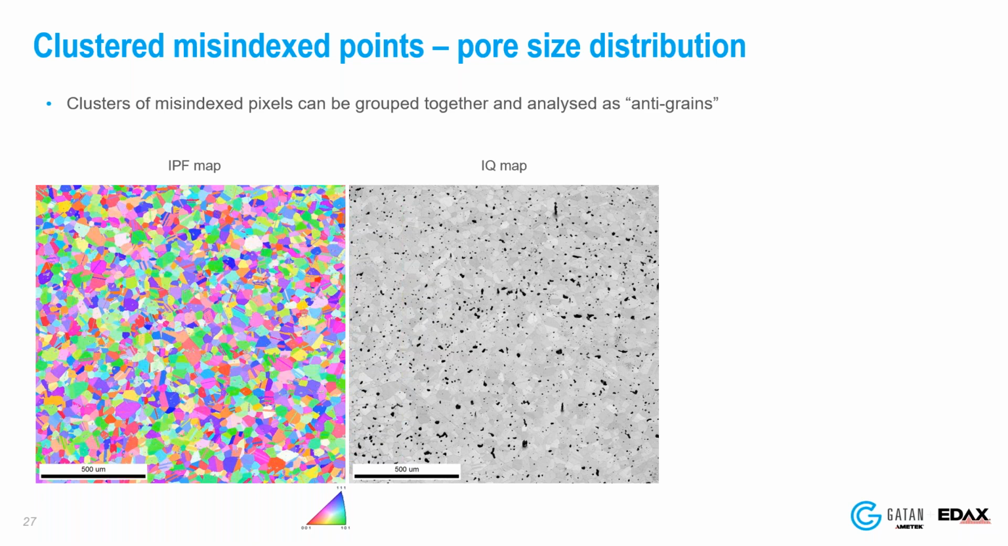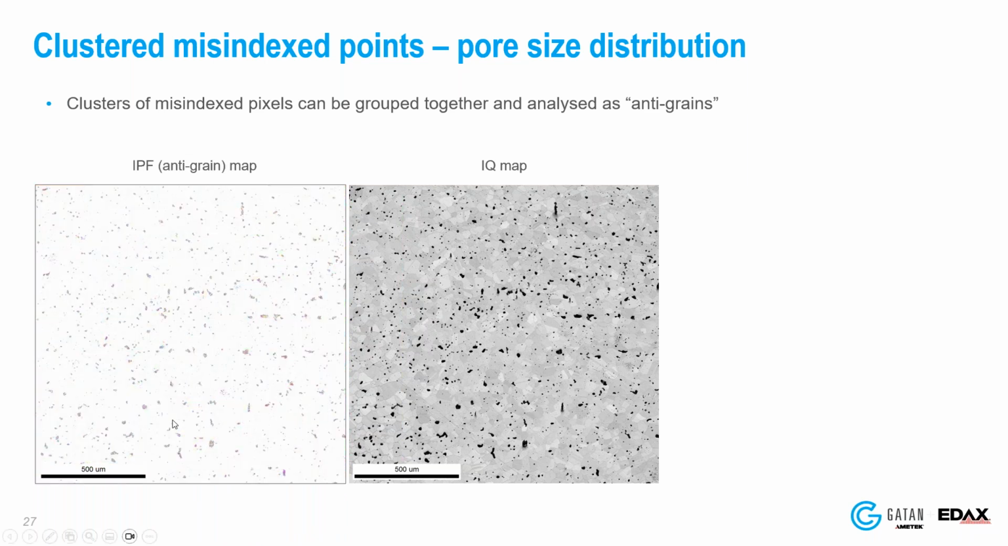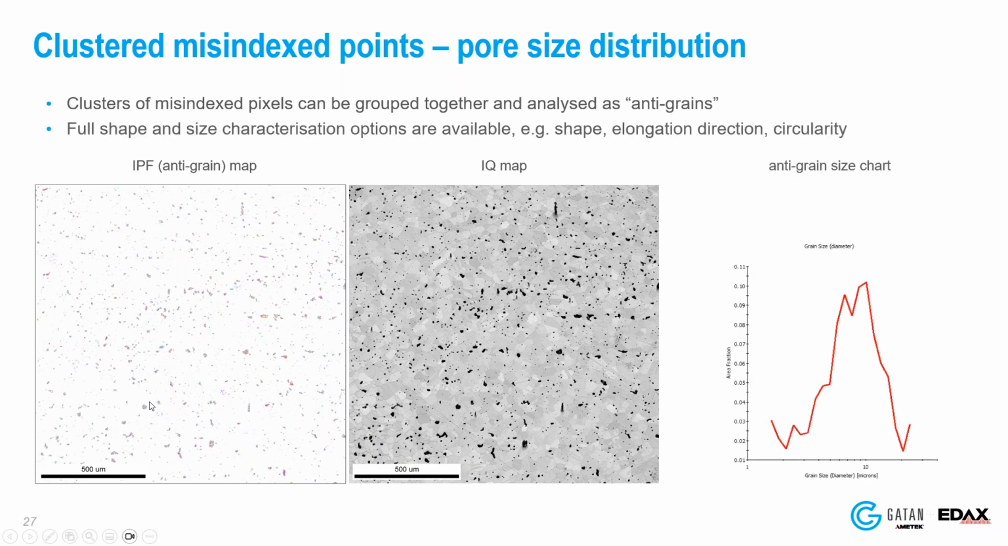But I can also use these clusters of misidentified pixels and call them anti-grains, for lack of a better name, because it's not always a pore. It can be a phase, can be any other reason why it doesn't index. But in this case, it's anti-grains. And I just flip my CI filter. I say, okay, show me the bad ones. And once I have that, you have these little dots, these clusters of bad points, and I can analyze those as if they are grains. Obviously no orientation, but all the morphology information can be analyzed.